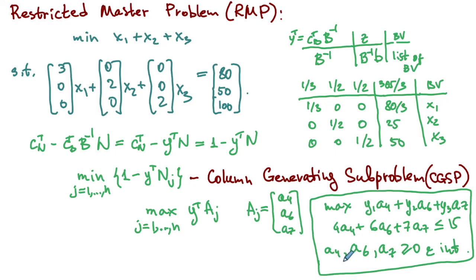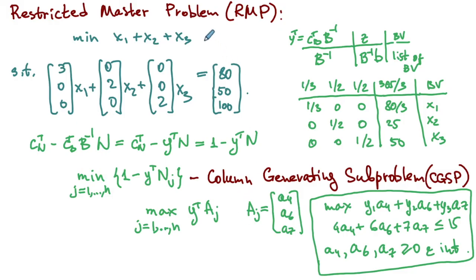The second possibility is when the optimal objective value for the column generating subproblem is actually greater than 1. Then in this case, what will happen with the minimum here? It will be negative, so the reduced cost for the column corresponding to the optimal solution of the knapsack problem here is going to be negative. Therefore, this column will enter the basis of our restricted master problem.